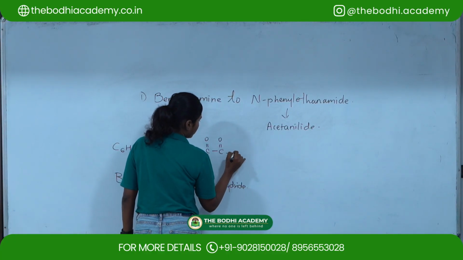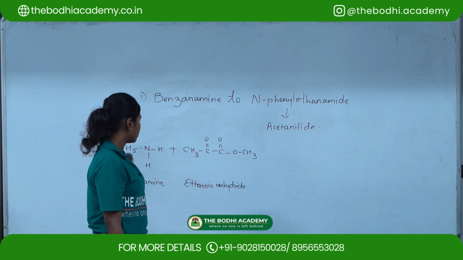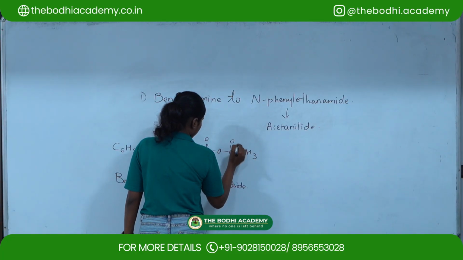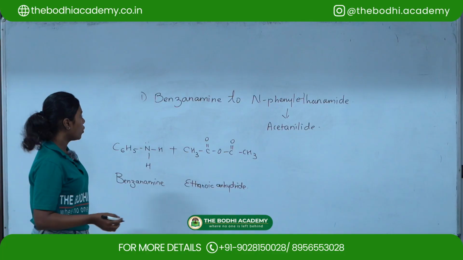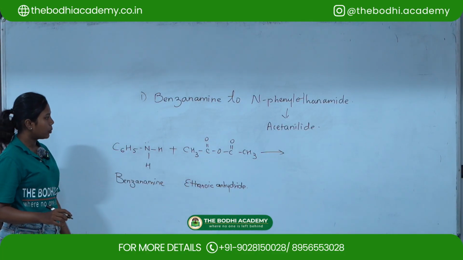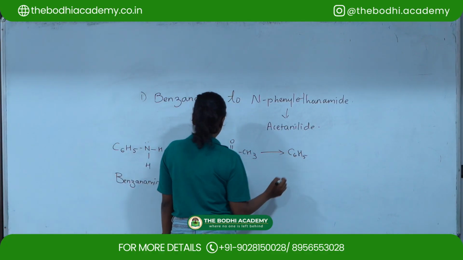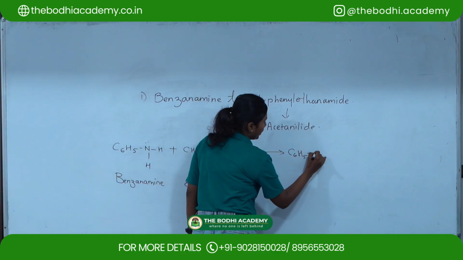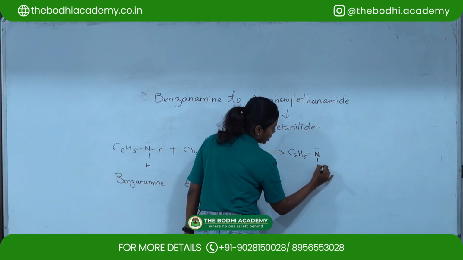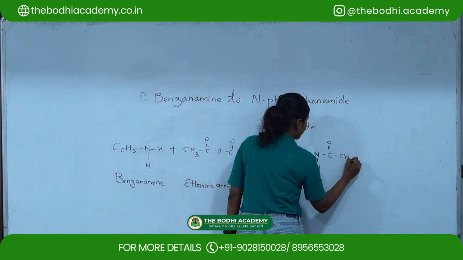C double bond O OCH3. So this is our ethanoic anhydride. Over here what we need is an amide group in the final product. So what is going to happen here? We will have C6H5, then N bond H, C double bond O and CH3.